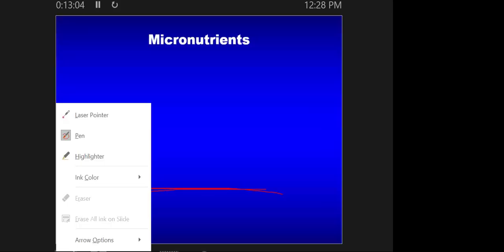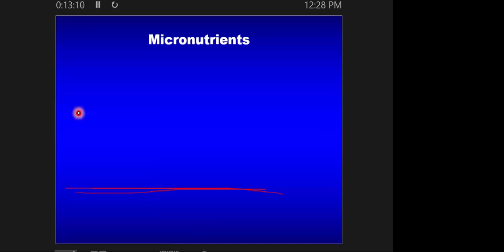Why is that doing that? It won't even let me pick the eraser. That's annoying. All right, sorry about that. I can't erase it. It won't let me.